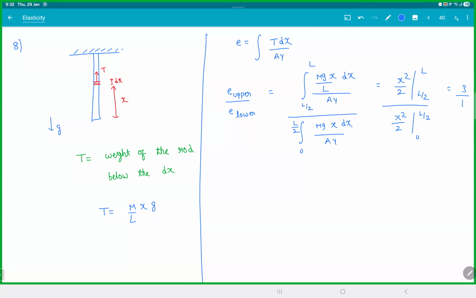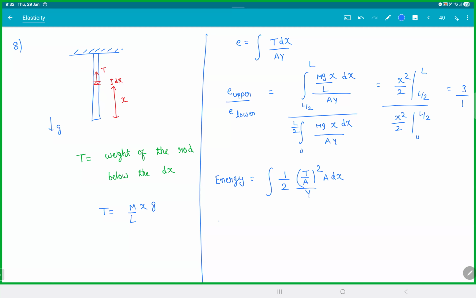Right. Get this energy part, everyone. Energy also had to be found the same way. If you look at the energy formula, half into stress square, stress is tension by area, whole square by Y, into A dx.